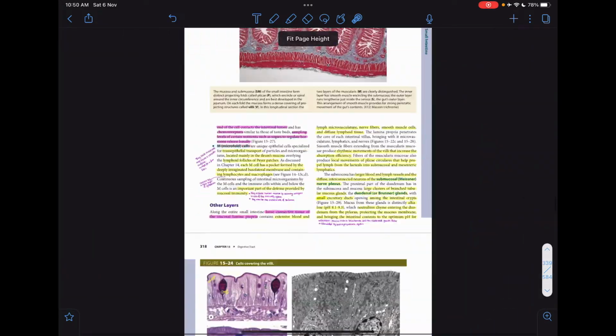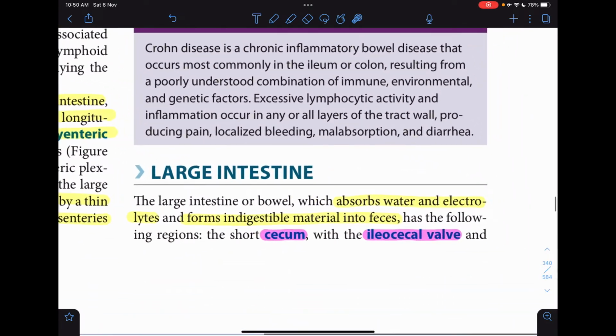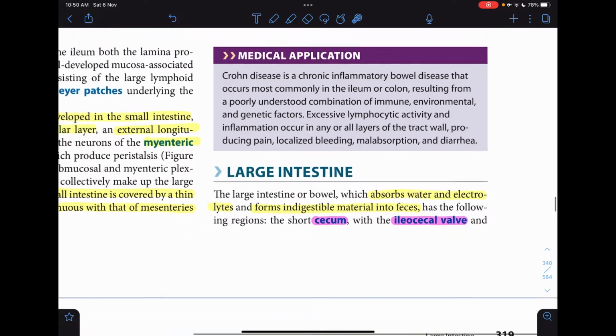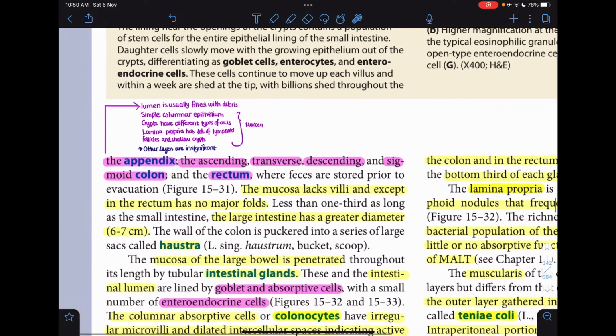Now let's move on to the large intestine. The large intestine or bowel is specialized in the absorption of water and electrolytes, and it forms the indigestible material into feces. It has the following regions: the cecum, ileocecal valve, and the appendix. It also has the ascending, transverse, descending, and sigmoid colon, and the rectum.